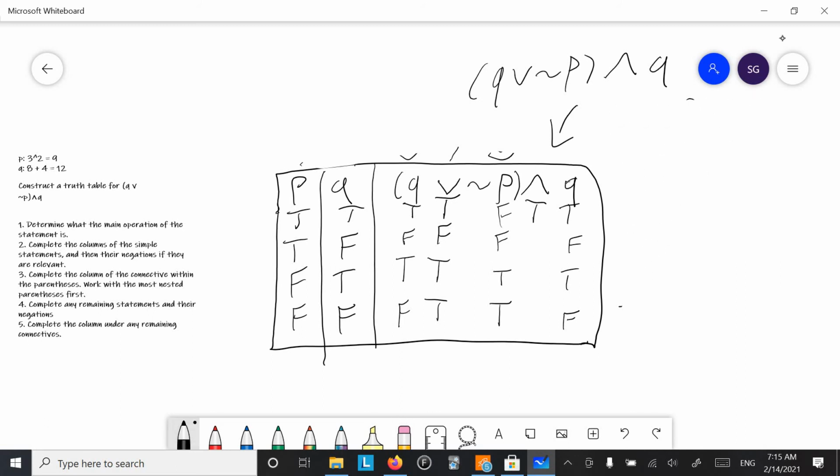Alright, so as we can see here, it's just a row of F's. So what do we know? We know that for a conjunction to be true, both of the statements have to be true. And what do we see here? We see a false, and we see a false. That's how we know the conjunction is also false.